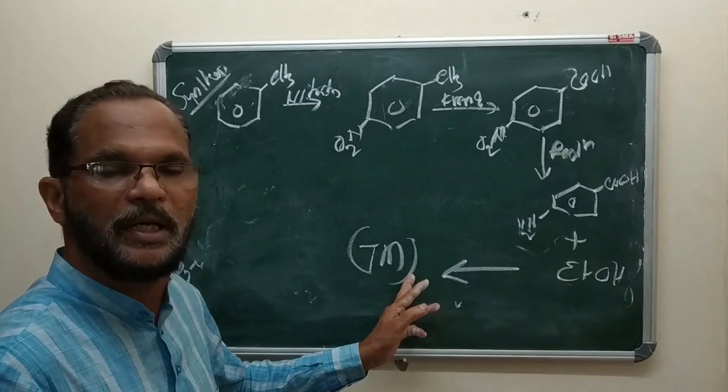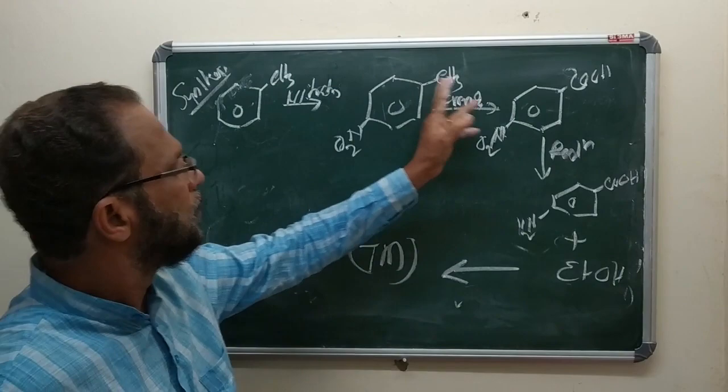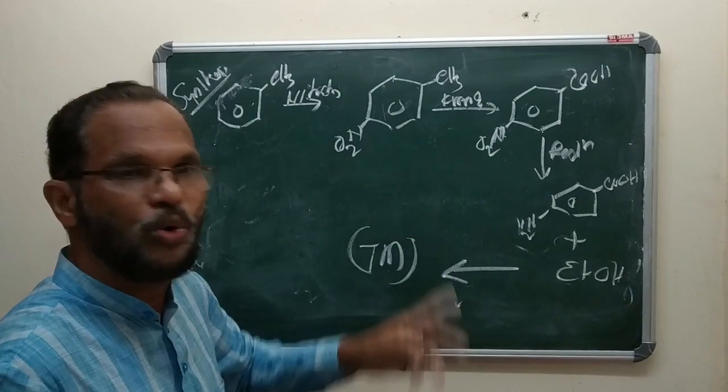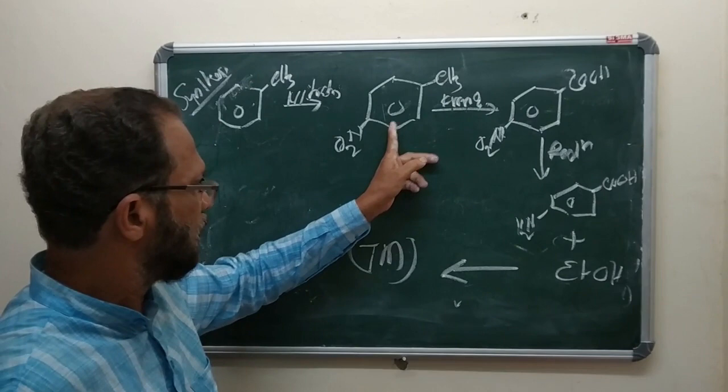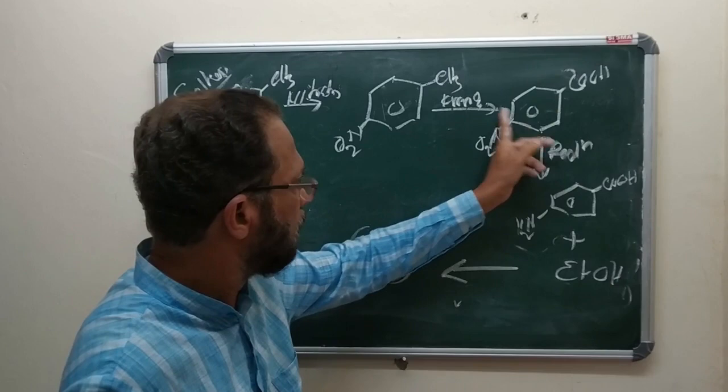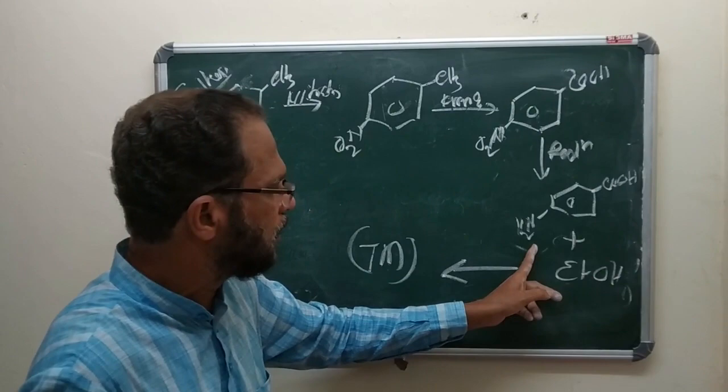So this is the better way of synthesizing the benzocaine molecule, where these are the various intermediates: toluene, nitrotoluene, then oxidation, para nitrobenzoic acid, then reduction, para aminobenzoic acid, then combination with ethanol, the target molecule.